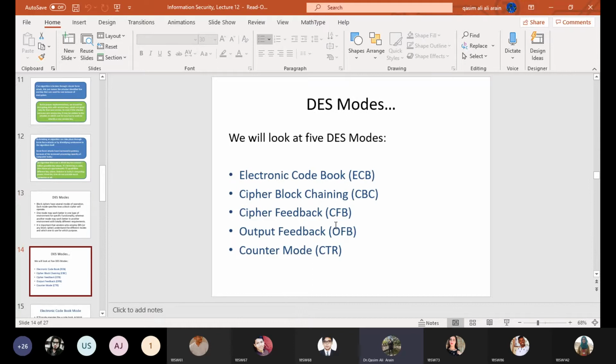Now we will look at 5 different modes of DES, Data Encryption Standard, right? One is called ECB, Electronic Code Book. Second one is called Cipher Block Chaining, that is called CBC. Third one is Cipher Feedback, CFB, then Output Feedback mode, and Counter mode, right? So these are the different modes available with DES, and all of them are block ciphers, right?